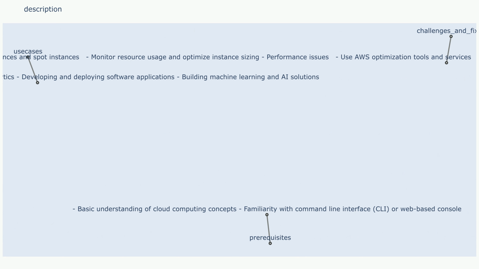Implement serverless architectures and use AWS Lambda for event-driven workloads. Use AWS free tier services for development and testing. Performance issues. Use AWS optimization tools and services like Amazon CloudFront, AWS Elastic Load Balancing, and Amazon Route 53.